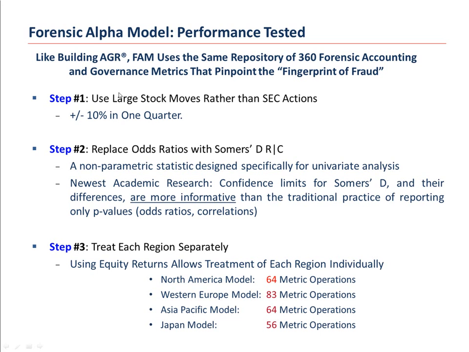Now that we're using stock returns, though, we no longer fall under the purview of the SEC. So I was able to do this process by region. And in fact, not only do you see different counts of metric operations by region, there are actually different metric operations themselves in each region. There's about a 70% overlap, but there are some fascinating differences that pick up the idiosyncrasies of each region. And we're now allowed to do that using stock returns.